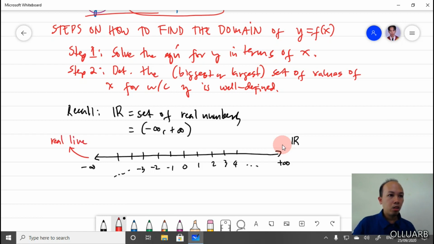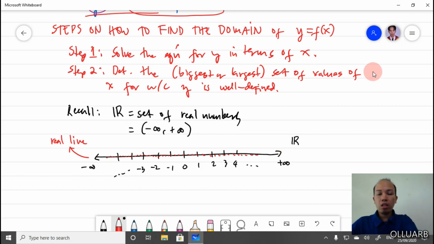All numbers here, you can name them: 1/2, 1/4, fractions, rational numbers, integers, and so on and so forth. Non-terminating decimals, terminating decimals, all those numbers are examples of real numbers.